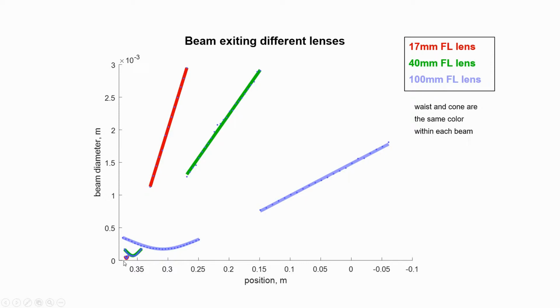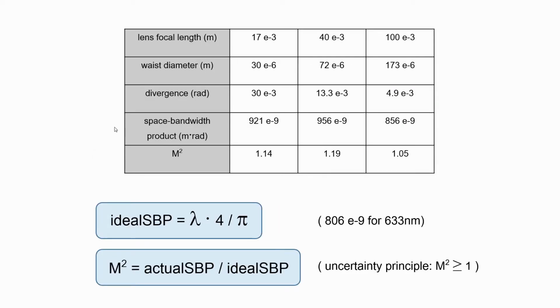But we also see that the beams with a greater divergence have a smaller waist, and that as the focal length of the lens gets longer, we wind up with a beam that has both a larger waist and a shallower divergence.